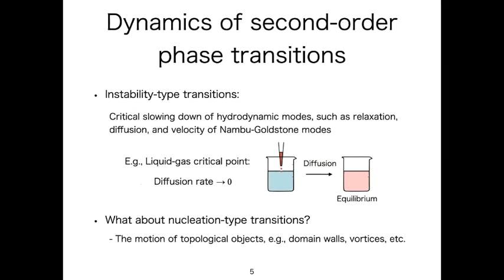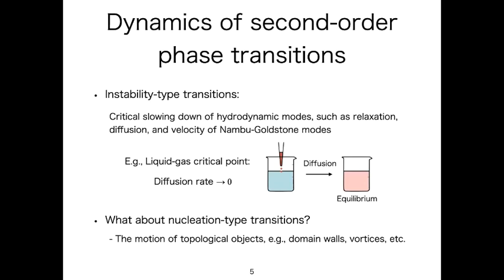Then the next question is, how about the dynamics? As for the instability type, the usual standard second order phase transition as I mentioned before, there is a universal feature called critical slowing down. Critical slowing down is the slowing down of the hydrodynamic modes which couple with the order parameters, such as relaxation modes, diffusion modes, or maybe the velocity of the Nambu-Goldstone mode. For example, near the liquid gas critical point, the diffusion constant vanishes. This is a schematic picture, but if you put some red ink into water, this ink will spread, and this phenomenon is diffusion. But near the critical point, these diffusions are very slow, and at the limit of the liquid gas critical point, it takes infinite time to reach equilibrium or the ground state. So this is a slowing down of a dissipative phenomenon in the usual instability type transition.